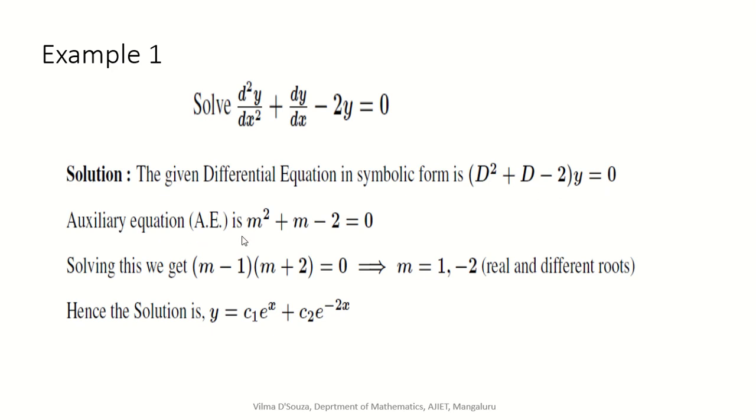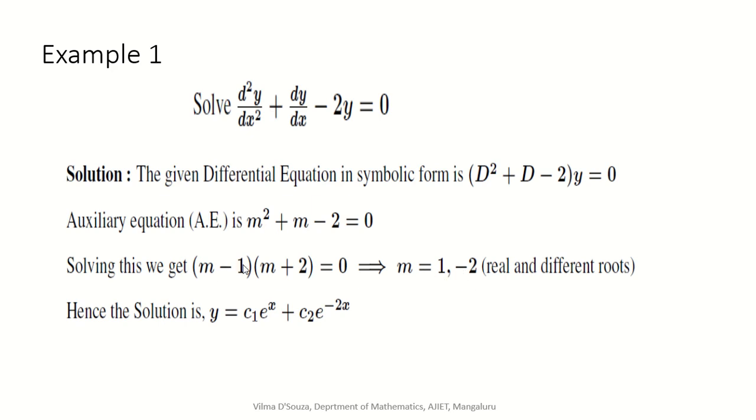So consider the auxiliary equation. What is the auxiliary equation? m² + m - 2 = 0. Use your calculator and solve this quadratic equation. Using the calculator, you will get the roots as 1, -2.